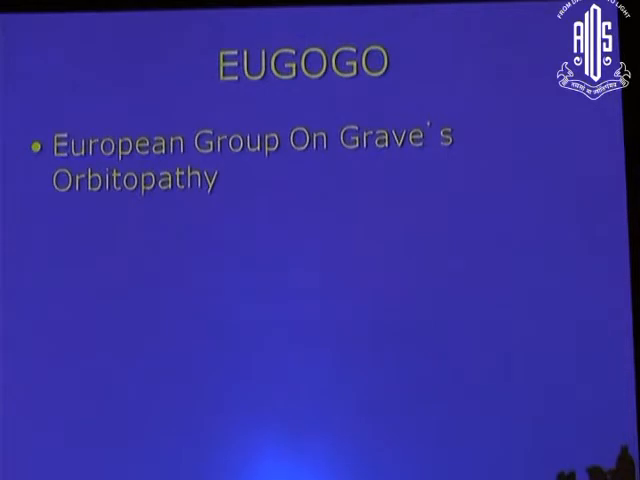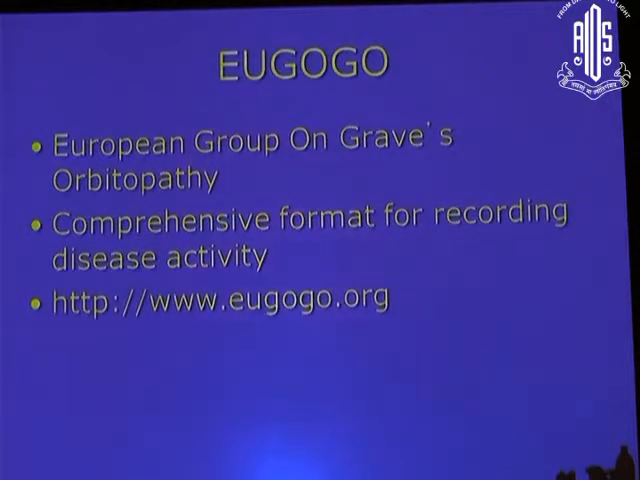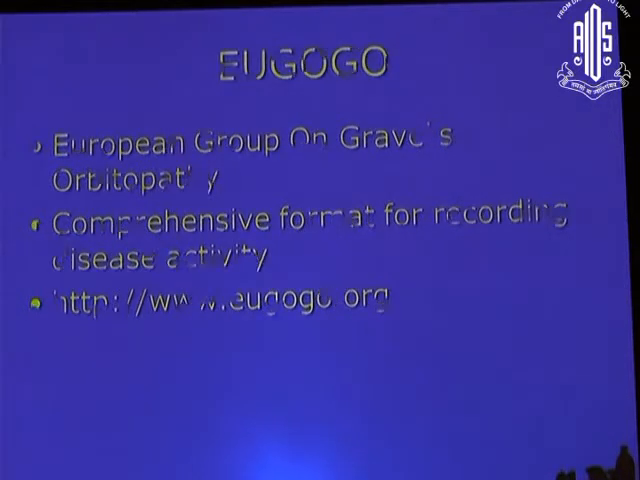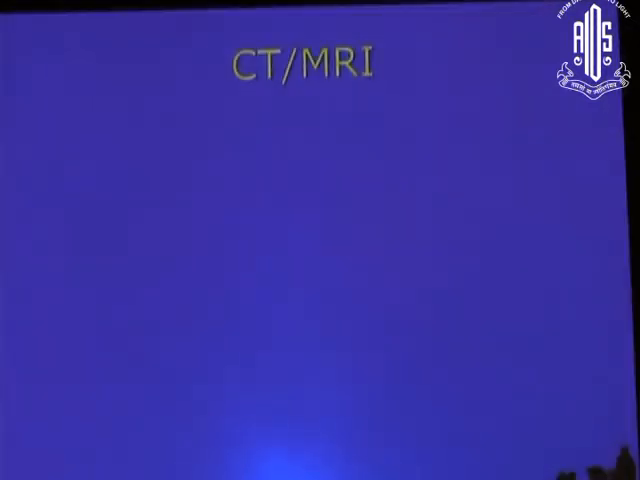And we have a grouping, EUGOGO, in Europe, which again has a grading system if you are interested. Again, it takes a long time in our busy practice. We have about 900 thyroid eye disease patients whom we manage, so it's impossible for us to fill in such forms. But you can go to the website, download the form and use it. It's very educative for other reasons. There is another grouping called iTest, which I'm a member of. That again has a website which you can visit, and again gives a scoring system.